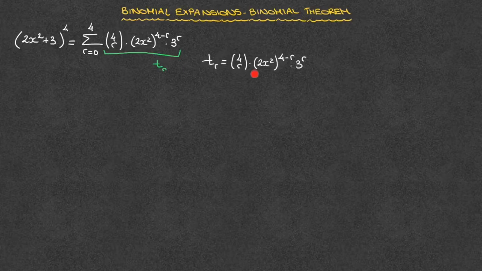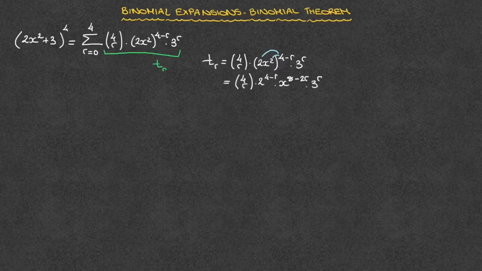Now, the key thing we have to focus on here is this middle term in the product. We have 2x² in parentheses, which is then being raised to the power of 4 minus r. And the important thing to remember here is that this power 4 minus r distributes onto both the 2 as well as the x² inside these parentheses. In other words, this is equal to the binomial coefficient (4 choose r) times 2 raised to the power of 4 minus r times x raised to the power of 2 times (4 minus r). So that's 2 times 4, which is 8, minus 2 times r, which is 2r. And that still multiplies 3 raised to the power of r.